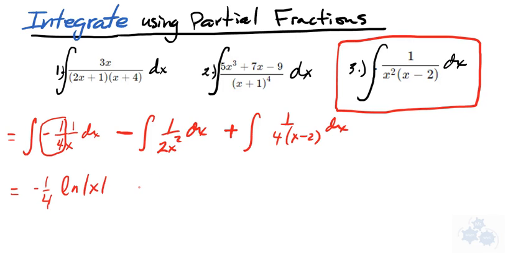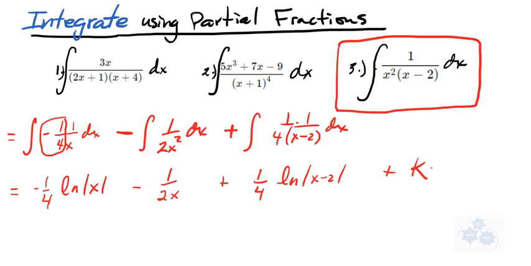That's your first one. Next one, you can take that half out, I guess, and you just have x to the negative 2 left over. Okay, and so when you simplify that, you should just have 1 over 2x. Here you have a 1/4 times 1 over x minus 2, right? So that's a 1/4 ln of absolute value of x minus 2, and then plus k.